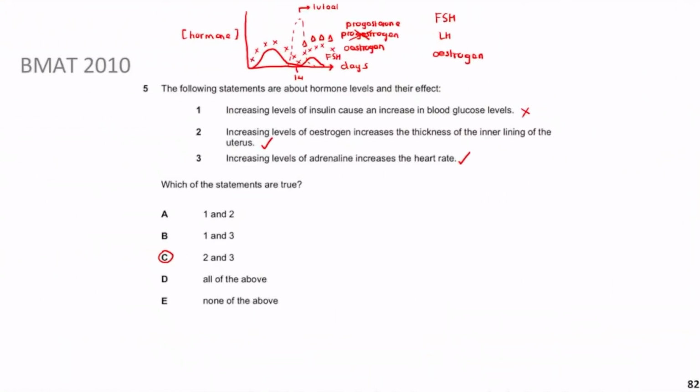Okay, guys, so previously we were looking at BMAT 2010 question 5. The main take point message from here is how the menstrual cycle works. The menstrual cycle isn't terribly important for the BMAT. I think it's still important for you to have an idea of how these hormones are working. And hopefully that has given you a basic idea of how that works, guys. And you should be ready for any question which comes your way regarding that topic.